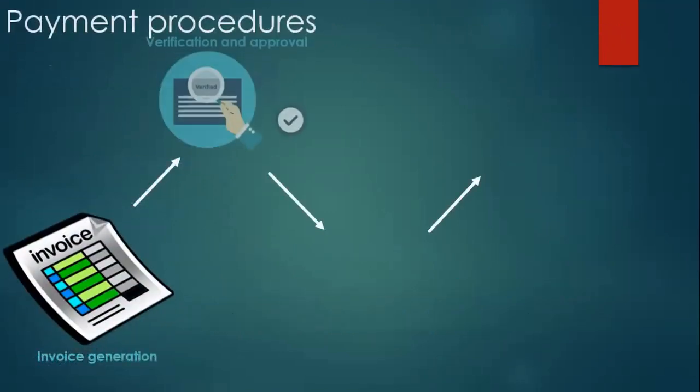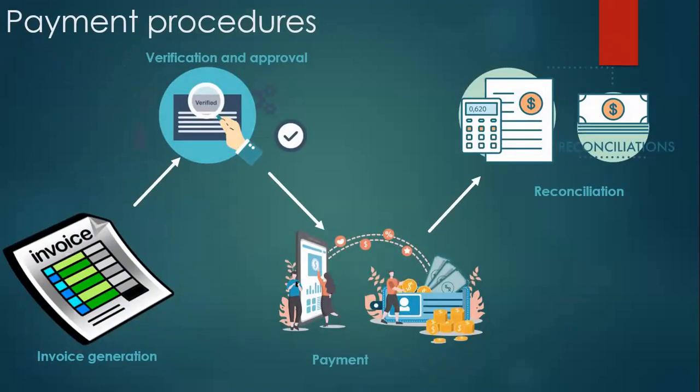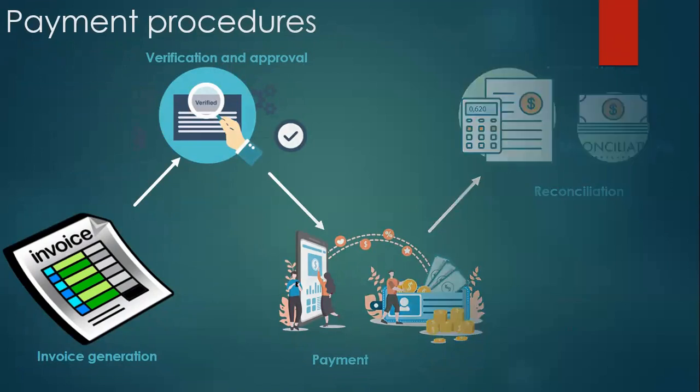And in a visual way, that's the picture of how we go about it: we invoice, then verification and approval. From there, the payment process takes place and we reconcile.